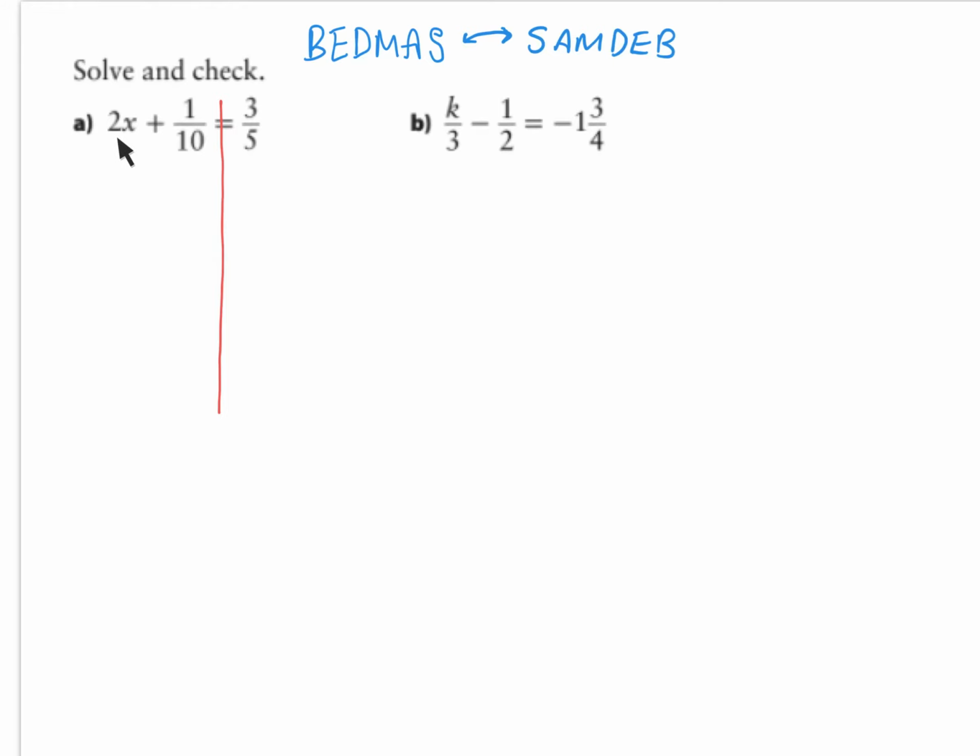So who cares about this 2? Get rid of this 1/10 first. This is plus, so what we're going to do is subtract 1/10 from both sides, like so. Okay, draw a line sort of showing that you separated the first step from the rest of them. So on the left-hand side, this 1/10, it's gone. We still have 2x, so I'm going to bring that down here.